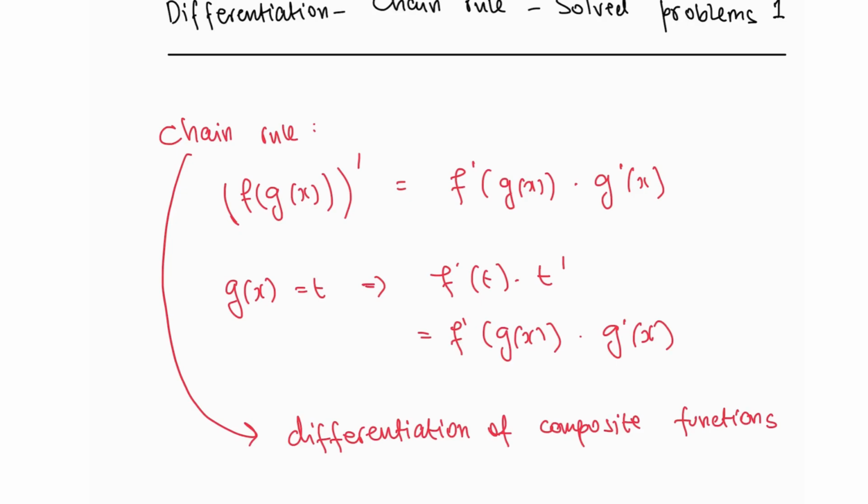Another way to approach this problem is to introduce change of variable, which actually is the chain rule. So if you put g of x equals t, then the formula becomes f prime of t times t prime, and if you return, then it will be f prime of g of x times g prime of x.